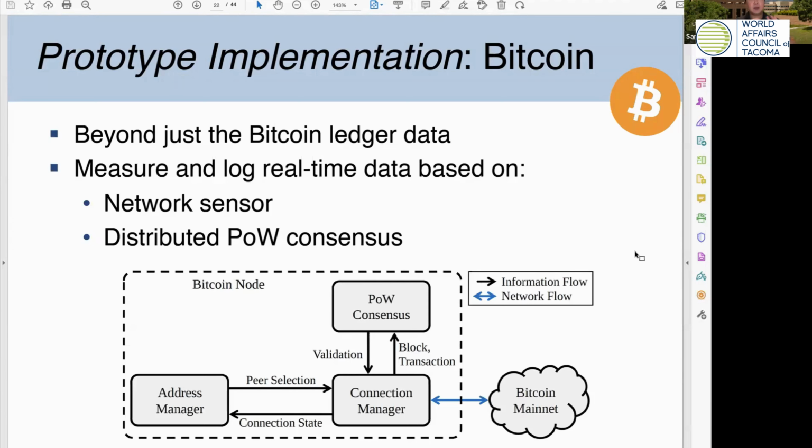But in our prototype, we have information sensing on the peer-to-peer networking layer as well as the consensus protocol. And of course, the peer-to-peer networking layer is very important because it delivers critical parameters, including the newest block and the newest transactions, which are the inputs to the consensus protocol called proof of work.